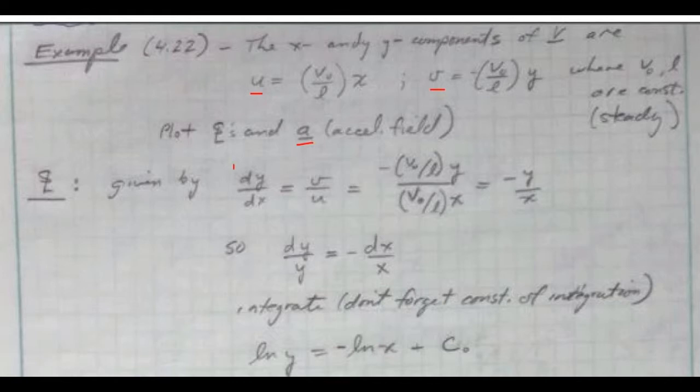So remember, the key relationship about streamlines is that dy/dx, or the slope of the streamlines, is always equal to the ratio of the y velocity over the x velocity component. So in this case, that's simply equal to negative y over x. That comes straight from the definition of the two velocity components. So if we rearrange that, we get dy over y is equal to negative dx over x. So we integrate this, we get a couple of natural logs. Don't forget the constant of integration.